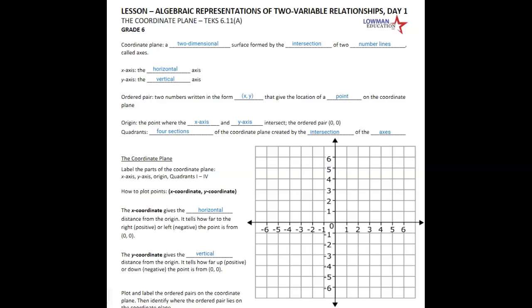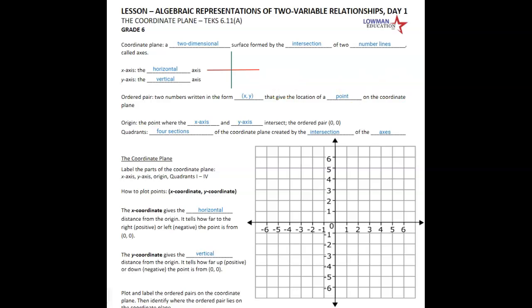So a coordinate plane is a two-dimensional surface formed by the intersection of two number lines called axes. You have the x-axis, which is the horizontal axis, and it is going to run left and right. And you have the vertical axis, which is going to run up and down, and that is called the y-axis.